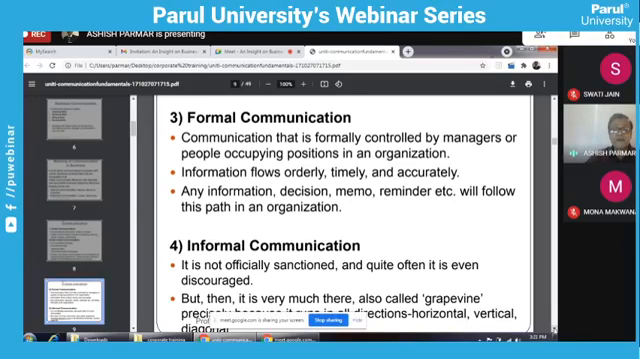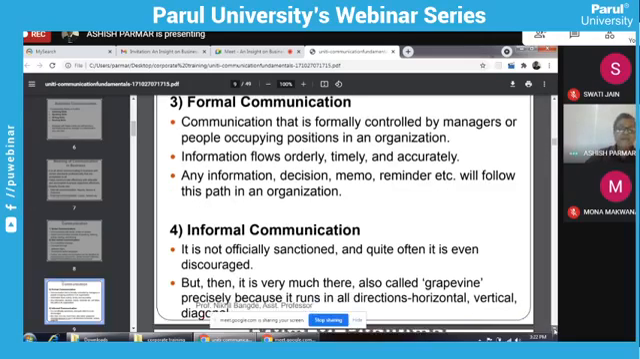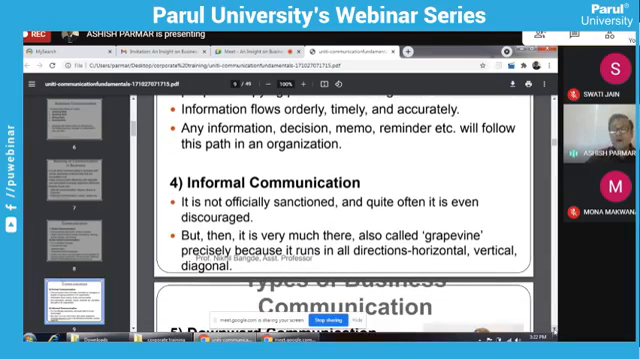Any information, decision, memo, reminders, etc. will follow this path in an organization. Whereas informal communication is not officially sanctioned, and quite often it is even discouraged. In business communication, formal communication is accepted and promoted very well. Informal communication is not accepted by people in a business environment.